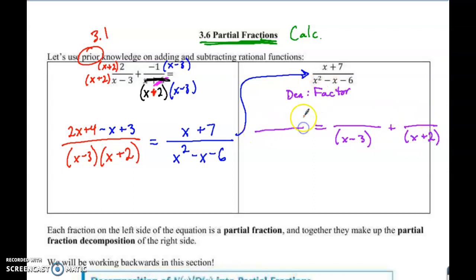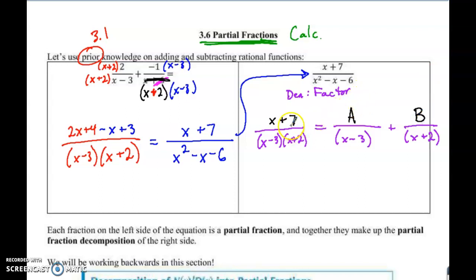Well, I'm just going to rewrite this for a second. How about I rewrite in factor terms, x minus 3, x plus 2. And I leave that numerator alone, x plus 7. Now, I don't know what the numerators are, so I'm going to put a capital A here, because I don't know what that number is, and a capital B here, because I don't know what that number is either.